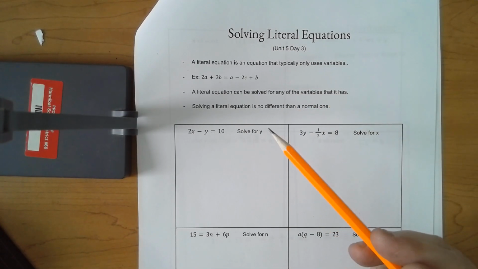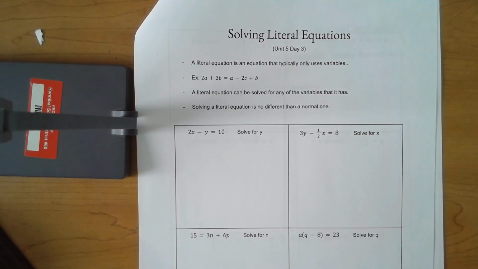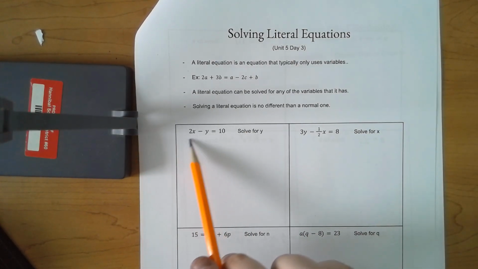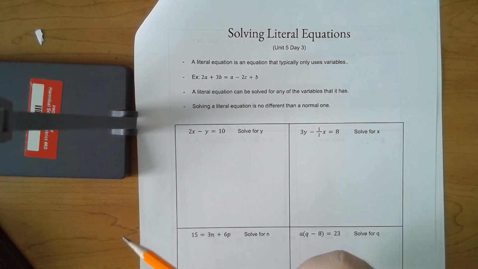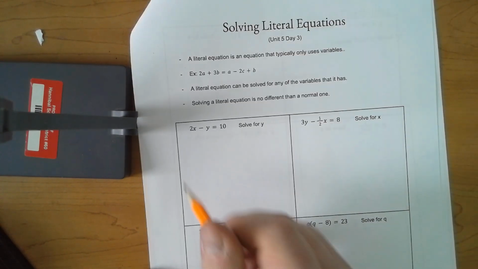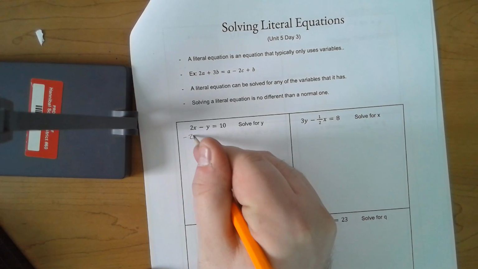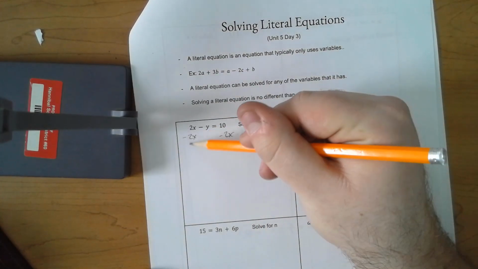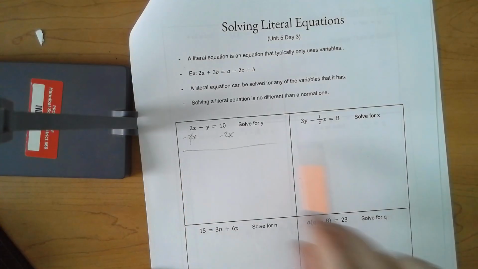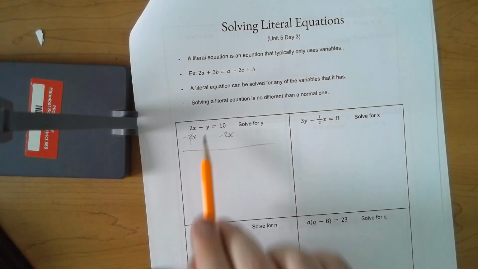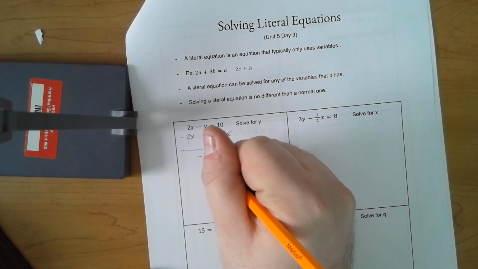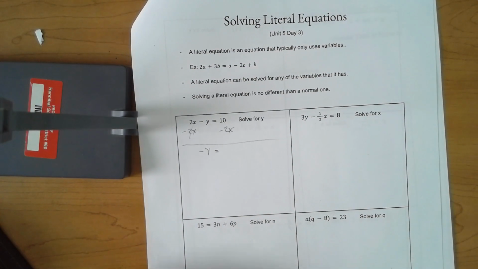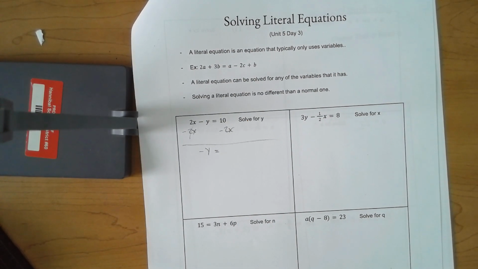So I'm trying to solve for y, meaning I need to get it by itself. So the first thing I got to do is get rid of this 2x. We know that when we want to get rid of something, when we want to move it, we either add or subtract. So in this case, I do the opposite of a positive 2x. So subtract 2x. These will cancel, and I can rewrite. On the left, I have negative y, then an equal sign. On the right, I have a 10 and a minus 2x.